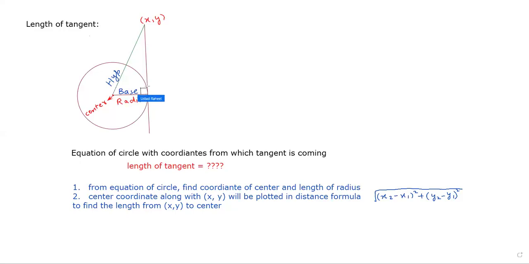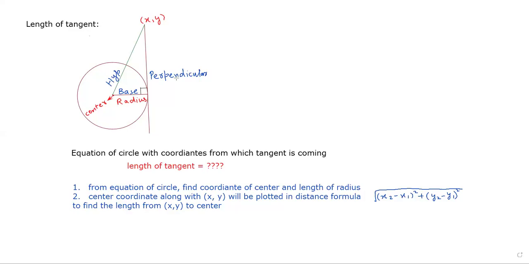And the length which I have to find, from the external point to this point, will be known as the perpendicular. So over here, I have to find the value of the perpendicular. I already have the base, which is basically the radius. I've got the hypotenuse from this working. So now I need the perpendicular.